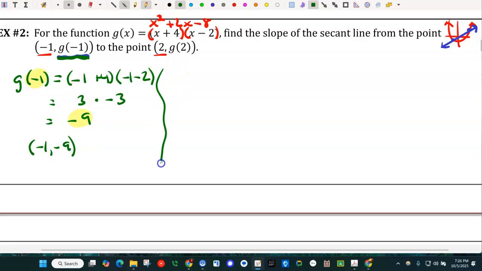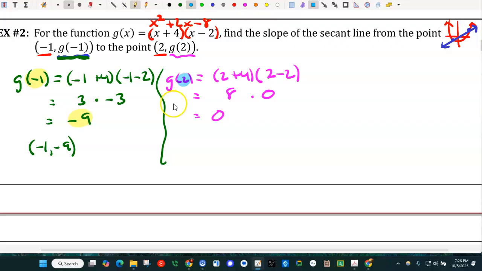And we just need to repeat this process, and then we'll have two coordinates, and then we can find the average rate of change. So let's find g of 2 by plugging in 2. That's 2 plus 4 times 2 minus 2. All right, and that's going to be 8 times 0, which is just 0. So just like on the last one, we plugged in 2 for the x value. We got an answer of 0. So it means g of 2, the y value when we plug in 2, is equal to 0. So now we have the coordinate 2, 0.